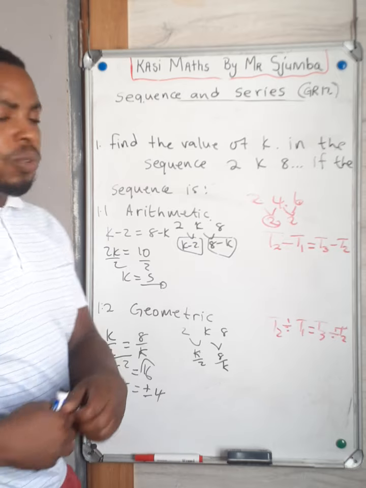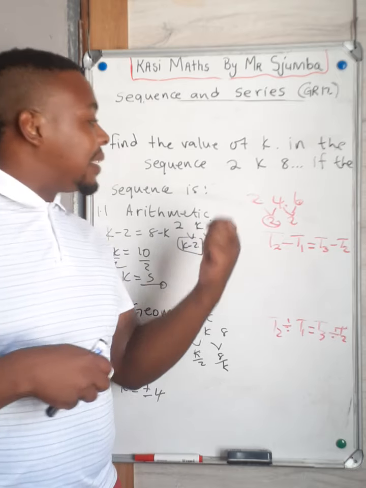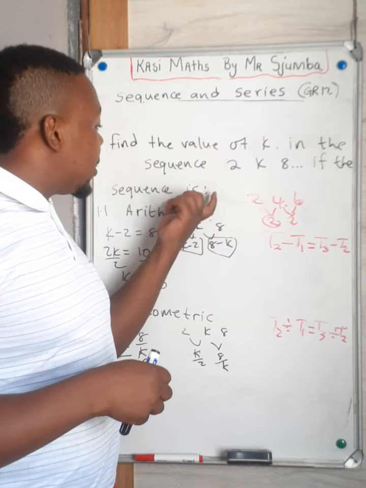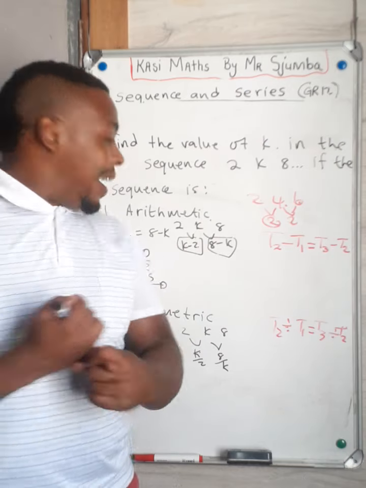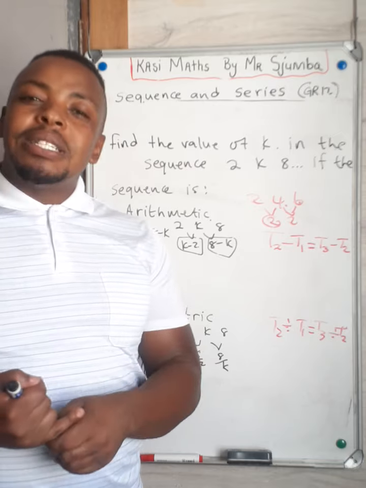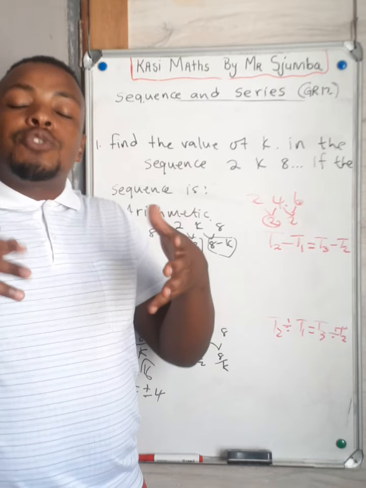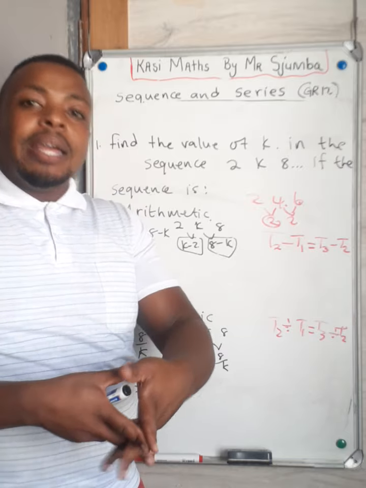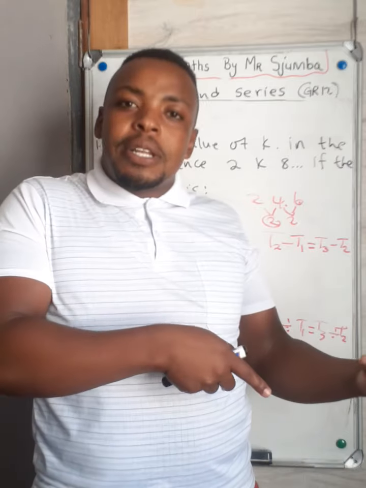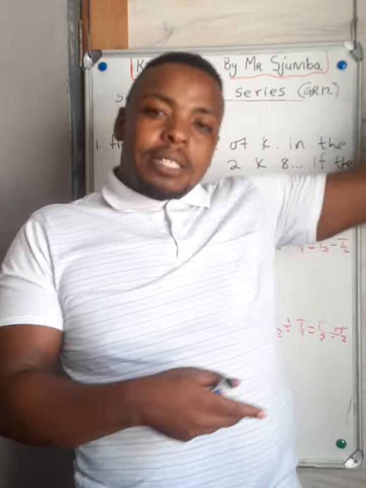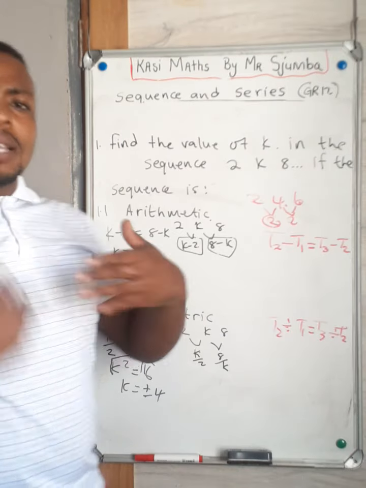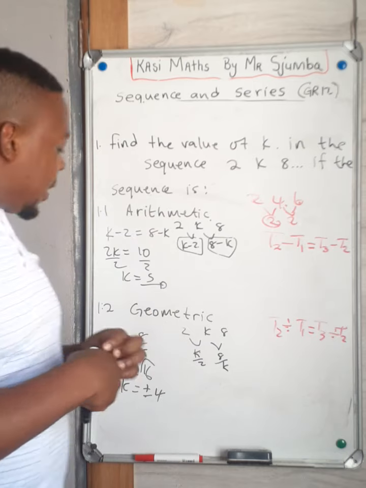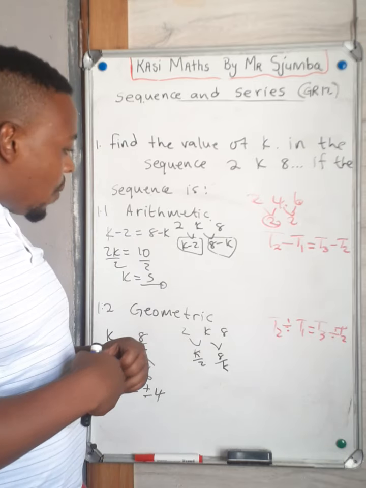So this is how you solve it. If they tell you the sequence is arithmetic, you find the first differences, and the first difference of the first two terms equals the first difference of the following terms, and so on. If it's geometric, the ratio is common.